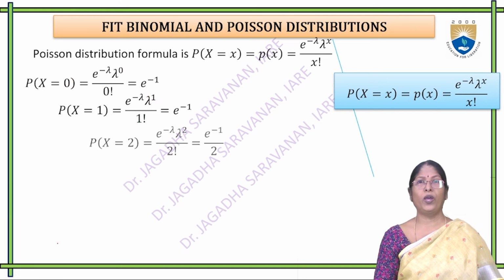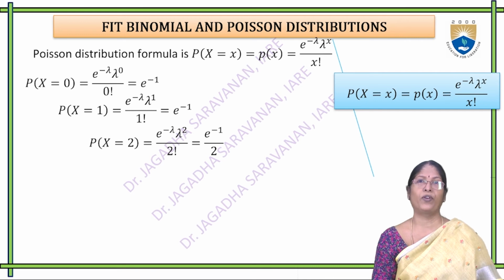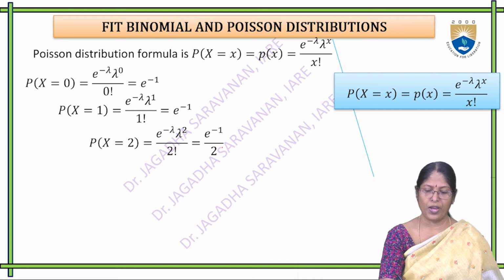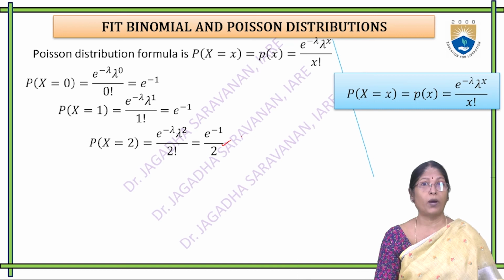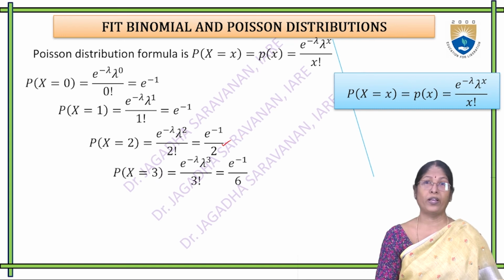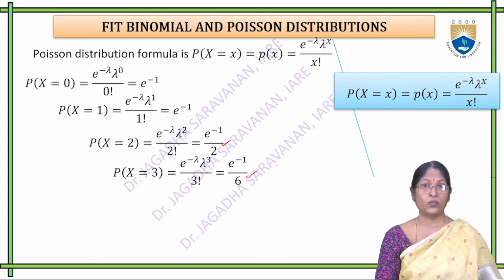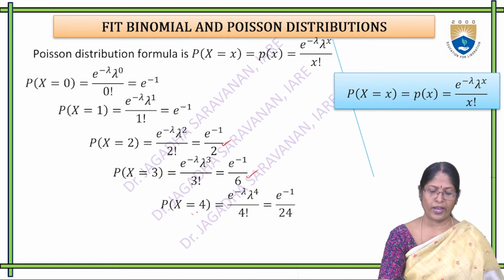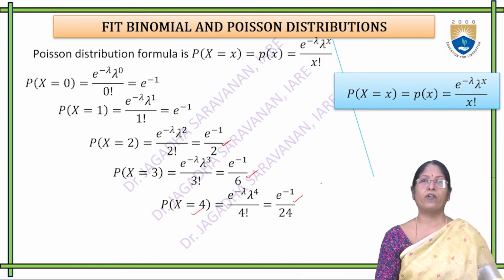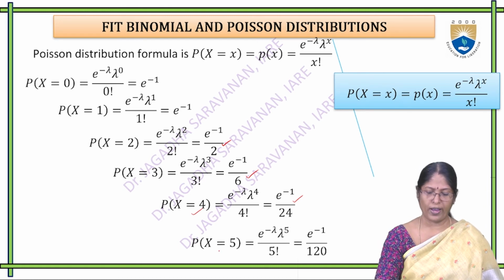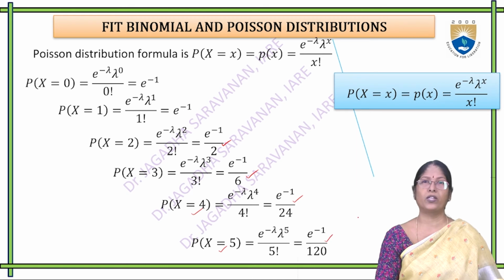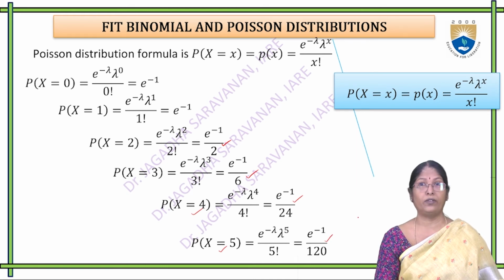In a similar way we do the probability of x equal to 2. We obtained e power minus 1 by 2. And p of x equal to 3, we obtained e power minus 1 by 6. And p of x equal to 4, e power minus 1 by 24. And p of x equal to 5, e power minus 1 by 120.